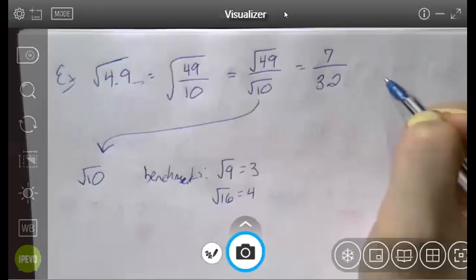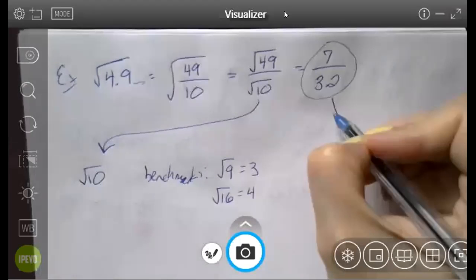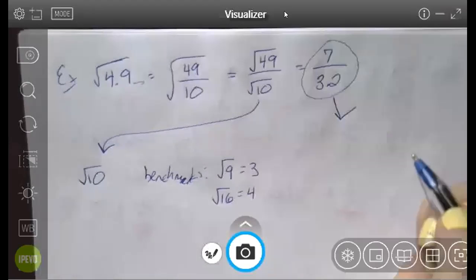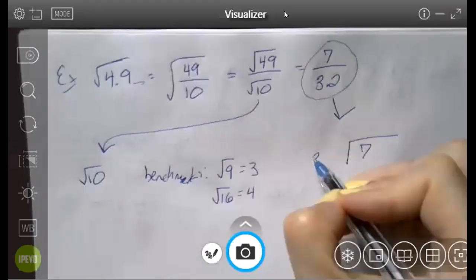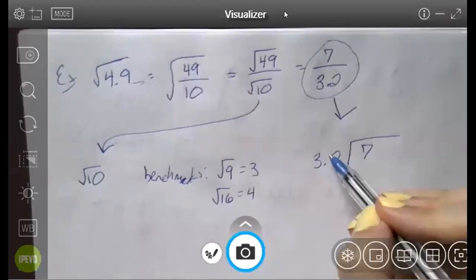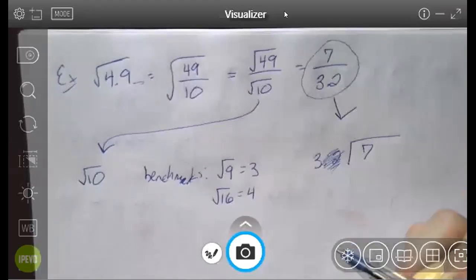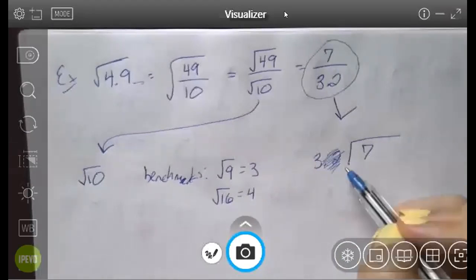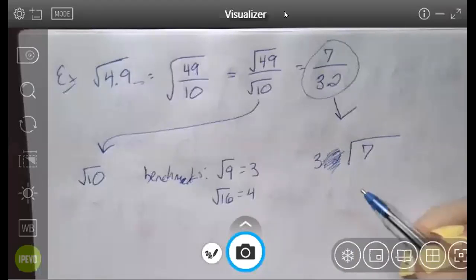Then we're going to take this entire fraction and actually divide it. So 7 divided by 3.2. And then because we are estimating here, I'm going to make this easier on myself and just round it. In this case, 3.2 would round down to 3. If it was like 3.8, we would round up to 4.